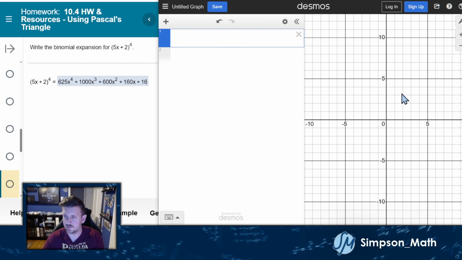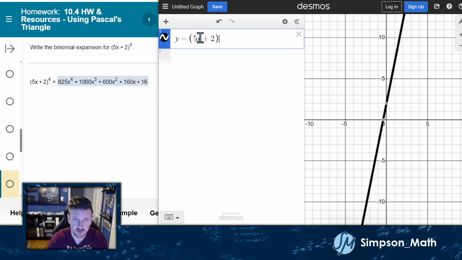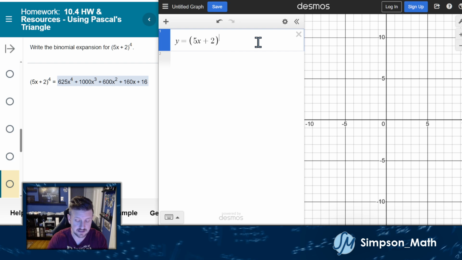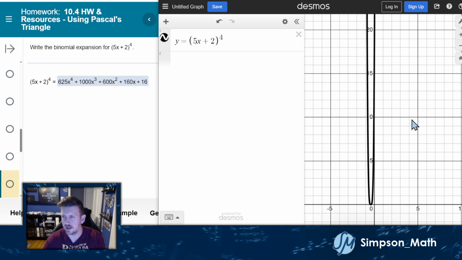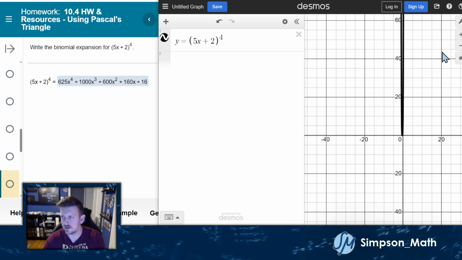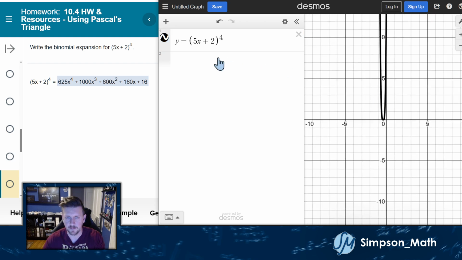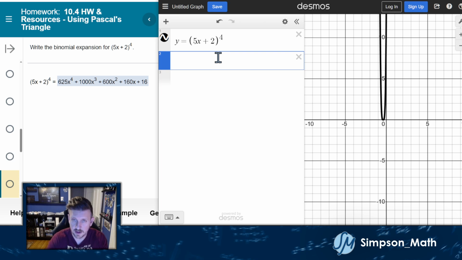So here in Desmos, I've expanded this so I can see the graph over here. I'm going to type in, you don't need a y equals, but sometimes it's helpful to reinforce that you're graphing, y equals (5x plus 2), close that with the parentheses, and then raise it to the 4th power. And so we get this crazy looking thing. It looks like a skinny parabola. It could kind of wiggle somewhere else, but it's not, because this is a quadruple root right here.